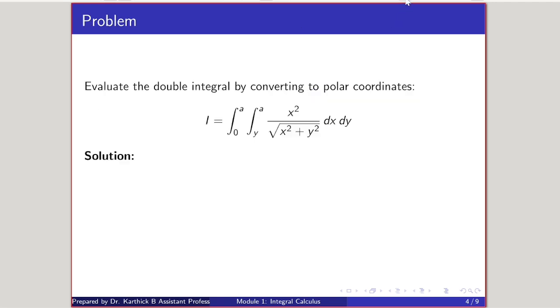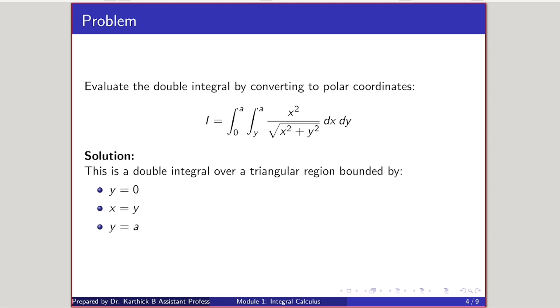Now we move to the problem. They have given a double integral. We have to evaluate this by converting the Cartesian coordinates to polar coordinates. First we take the limits. If you see, x varies from y to a. So the limits are x equal to y and x equal to a, and y equal to 0 and y equal to a.